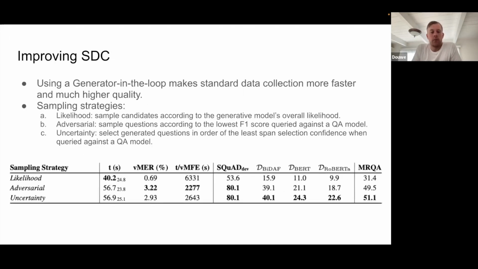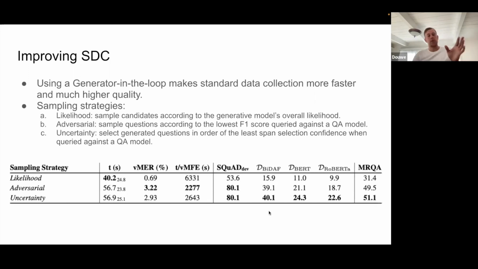And so obviously you could try to improve even further on this by using the generator in the loop in a standard data collection setup. So essentially you're not telling people to fool models, you're just saying, okay, here's a nice example, do you want to do anything with it? You can do a couple of different sampling strategies: just looking at the likelihood, adversarial as a post hoc sampling strategy, or you could sample by uncertainty. Then you get interesting examples. The time that people take goes down, and again the model error rate, so the interestingness, and the accuracy on these other data sets goes up.